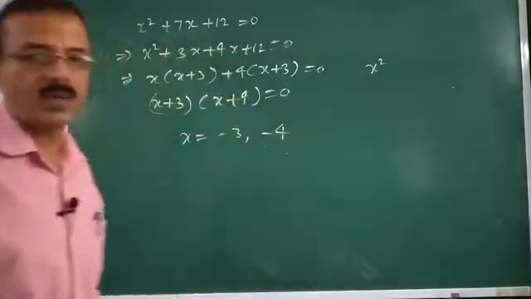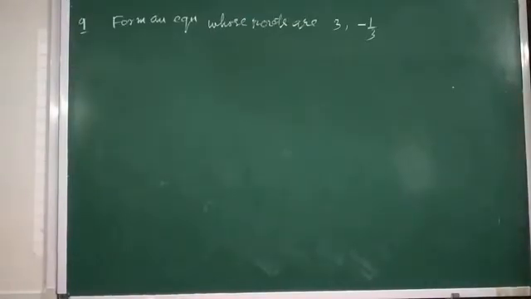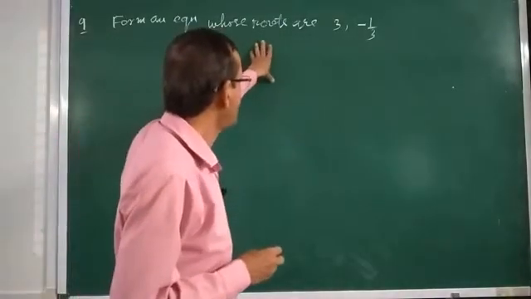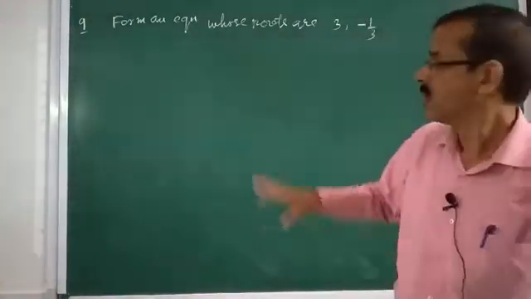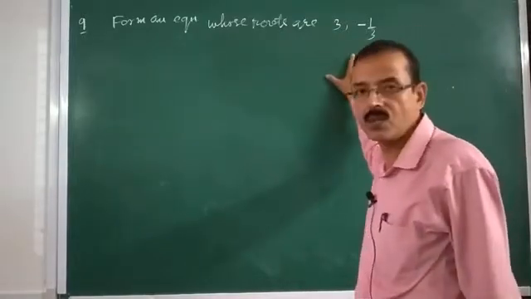Yes. So students, after this, one more question, let's take that from the exercise. This is the next question of exercise 6.4. Form an equation whose roots are 3 and minus 1 upon 3. These two roots are given. We have to make the equation by using these two roots.